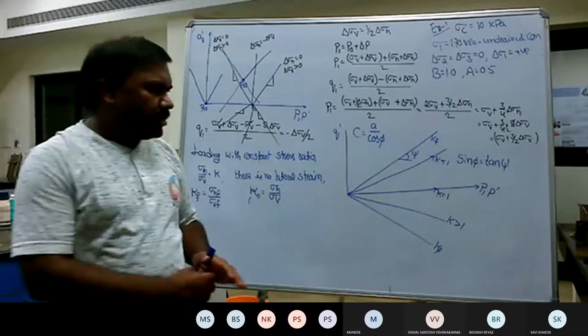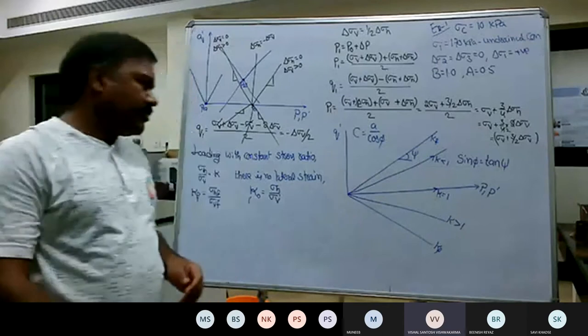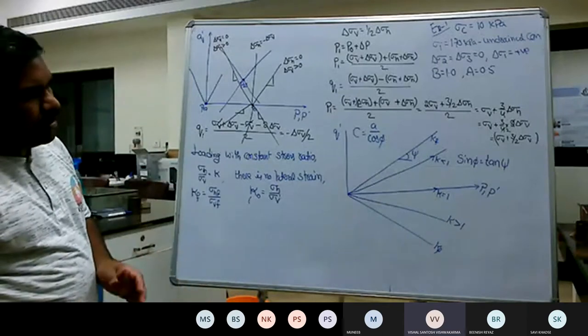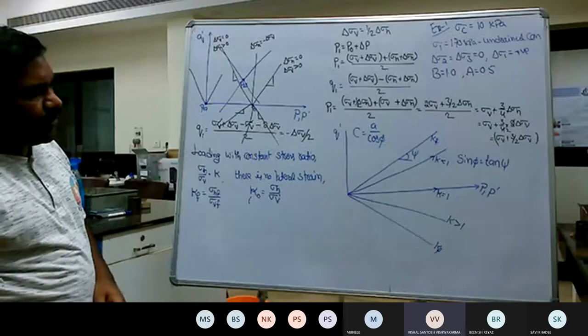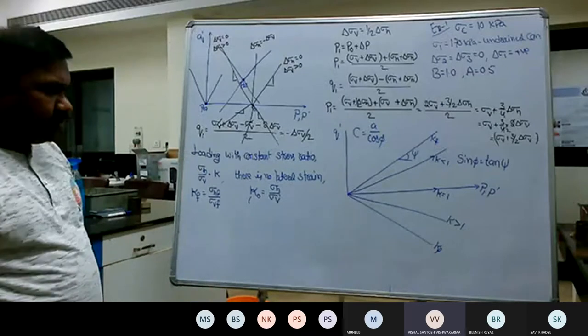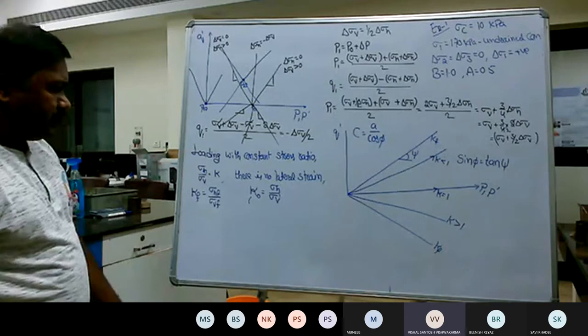Is this okay, Vishal? Does this clear your doubt? Yes, sir. Means, sir, the KF line is just joining the locus of all the Mohr circles, no, sir? Correct.